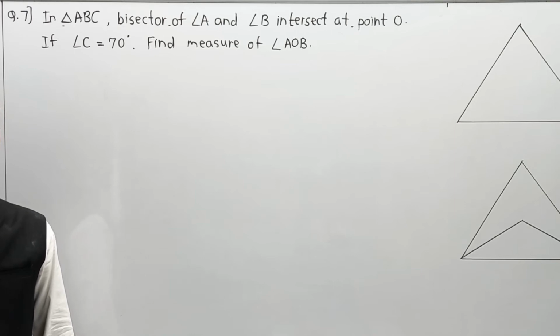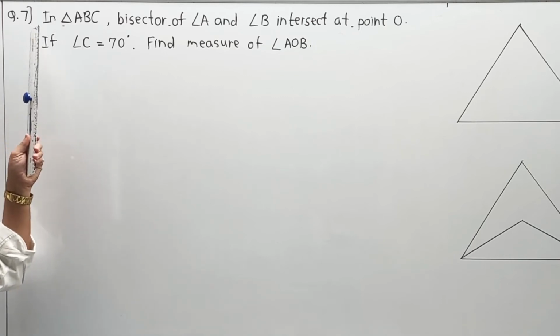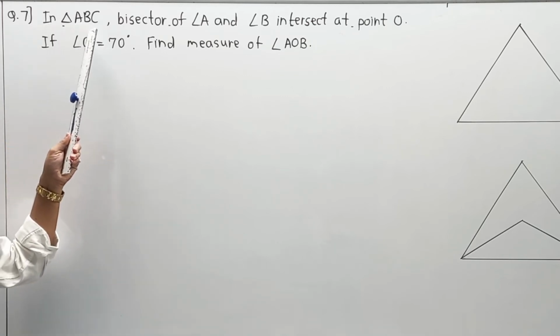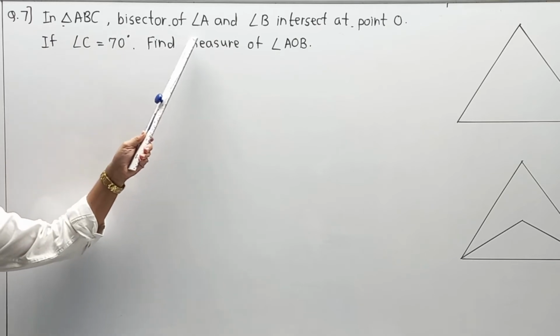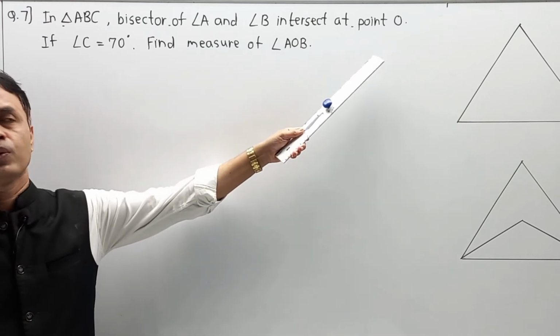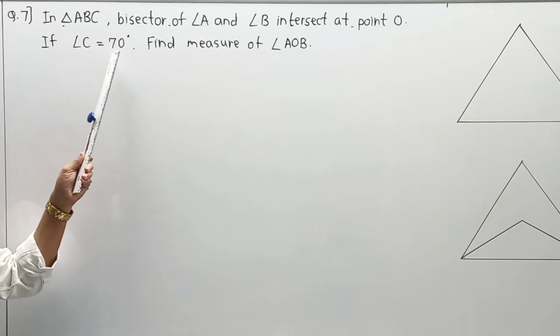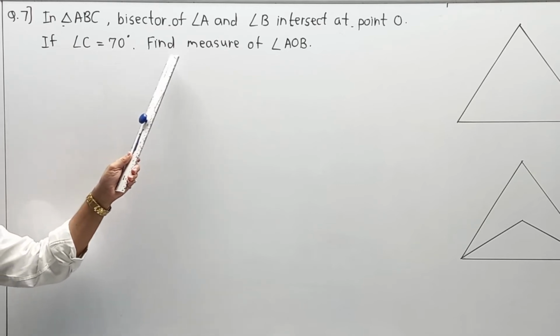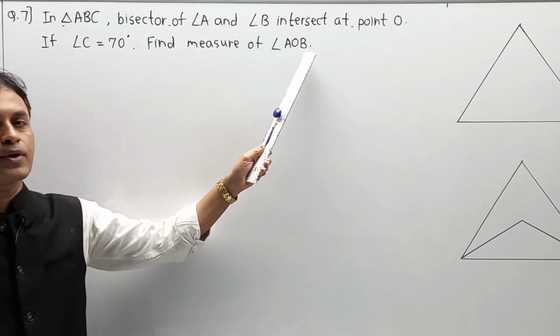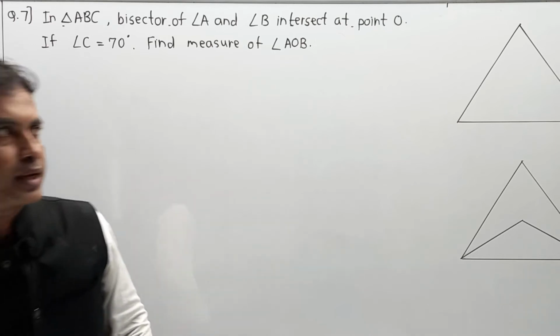Hello friends, continuing with the last numerical, now we are in numerical number 7, and the question is: in triangle ABC, bisectors of angle B and angle C intersect at point O. If angle C is equal to 70 degrees, then find the measure of angle AOB.